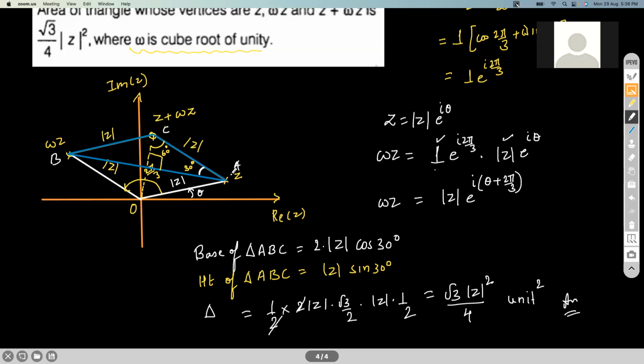Area is not a complex number. No, area is not a complex number, Raj. Area is a real number here. But here, you are finding the area of the triangle on the Argand plane, which is made by these complex numbers. So the complex numbers are creating a real triangle, right? And you are trying to find the area of that triangle.